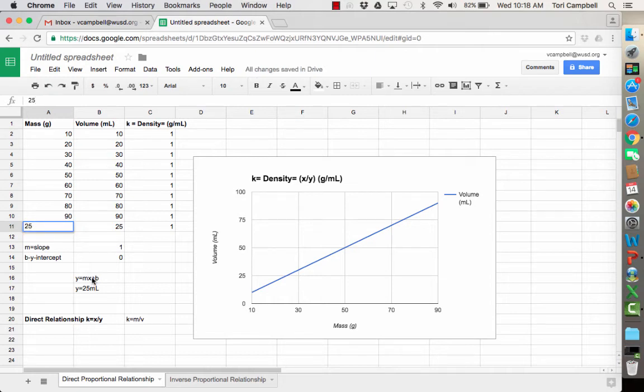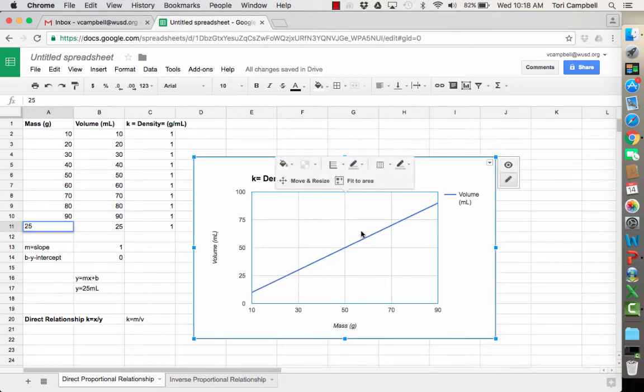So that's how we'd use the equation of the line in order to determine an unknown variable somewhere on this line, because anywhere on this line on the graph, every single point on this line, your density is going to equal 1 because of that proportional relationship.